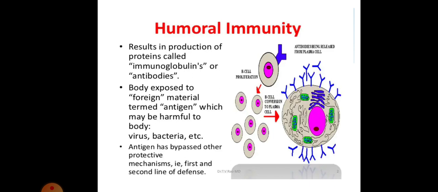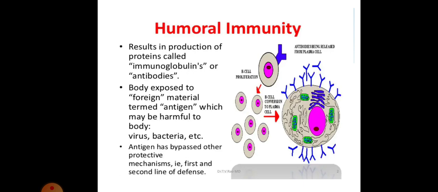Okay, so we start with the first terminology, that is humoral immunity. Humoral immunity only results in the production of proteinous molecules, which are known as immunoglobulins or gamma globulins, or sometimes antibodies. At the right side you can see Y-shaped antibodies in bluish color. So humoral immunity only results in the production of immunoglobulins, antibodies or gamma globulins.